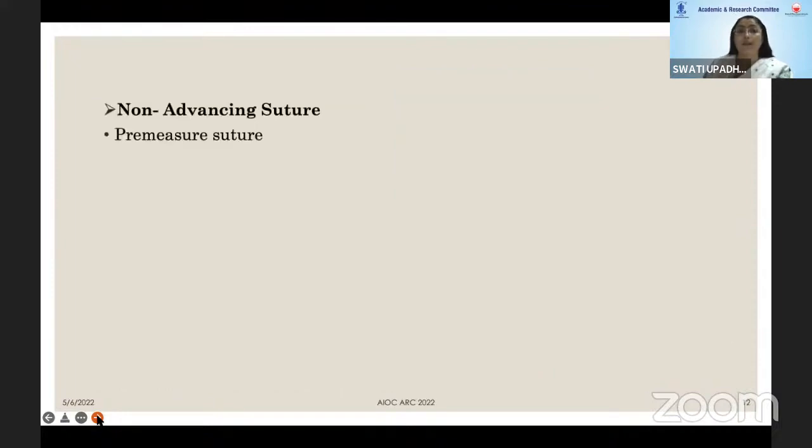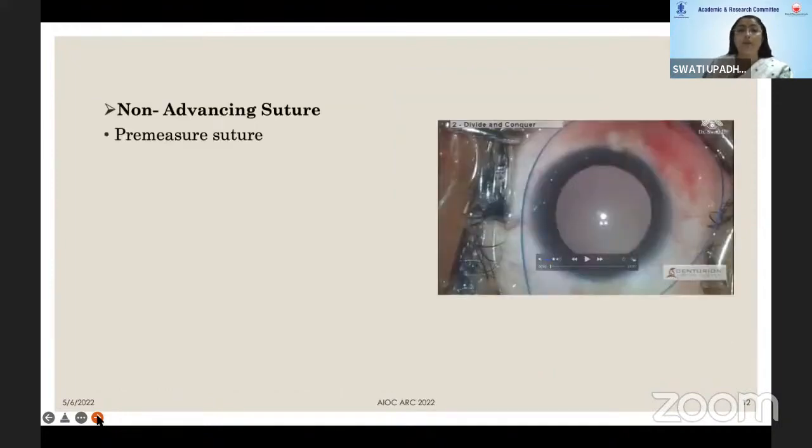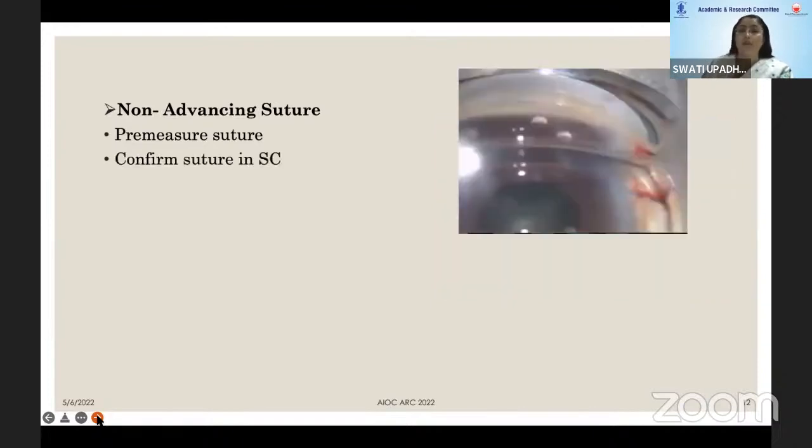What about a non-advancing suture? Always pre-measure the suture: make a loop around the cornea and have a rough estimate. Okay, this much suture I'll be needing, and kink the 5-0 Prolene at a place where you have an estimate that yes, this is a suture. If the kink appears and my suture hasn't appeared from the other side, then definitely I'm in the wrong place. Confirm the suture is present in the Schlemm's canal, as I already told.